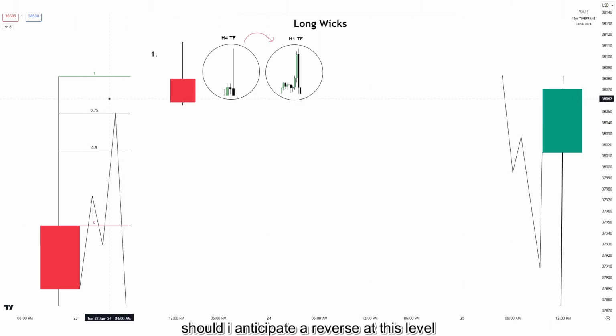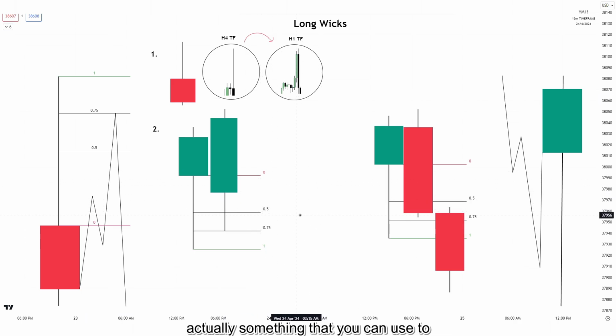Now you may ask, when should I anticipate a reversal at this level, or how would I know it's going to take out that low or high? And let's get into that. This is actually something that you can use to forecast whether price will be bullish or bearish. The body should not close below or above that 50% level, and definitely not near that 75% level.